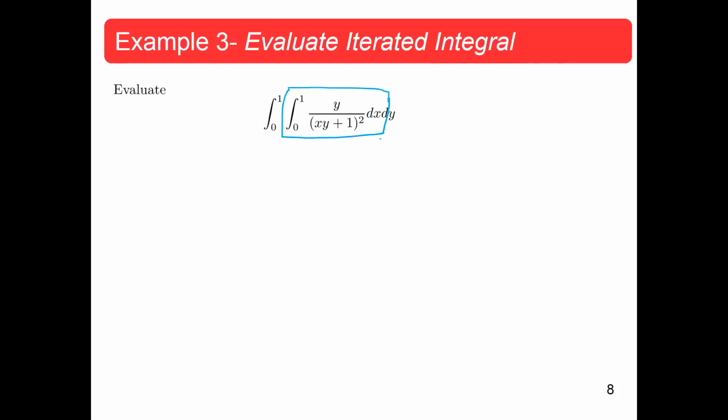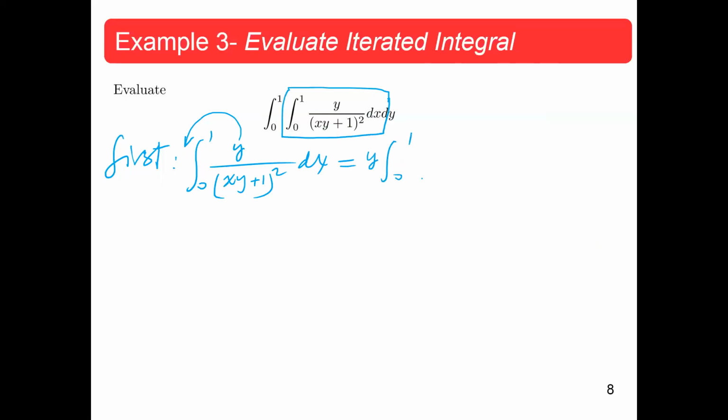Same thing here. You should start with your inner integral, 0 to 1, y over (xy plus 1) squared dx. And again, if you would like to pull out y, feel free to do so, because x is the variable, right? So it's y times the integral from 0 to 1 of 1 over (xy plus 1) squared dx.